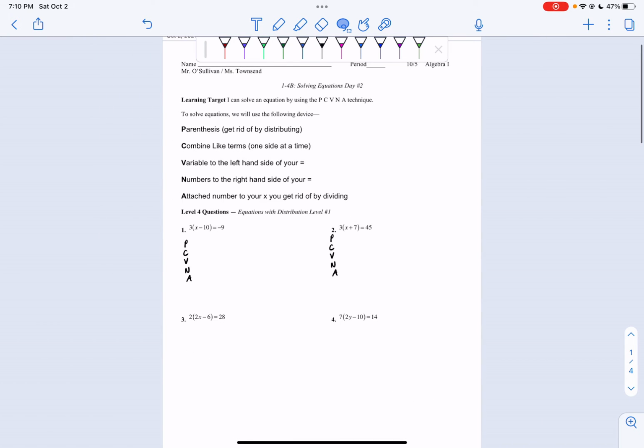Today we're going to be doing lesson 1-4B, solving equations using PCVNA. The learning target is the same as yesterday. I can solve an equation by using the PCVNA technique.